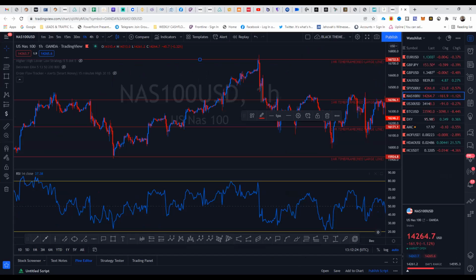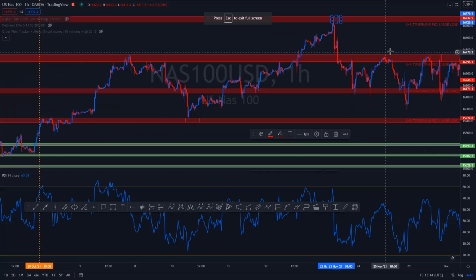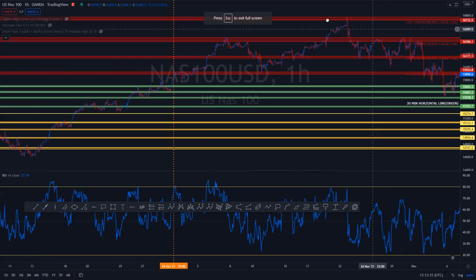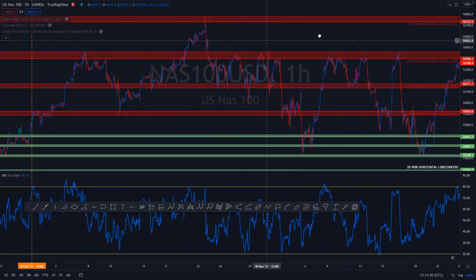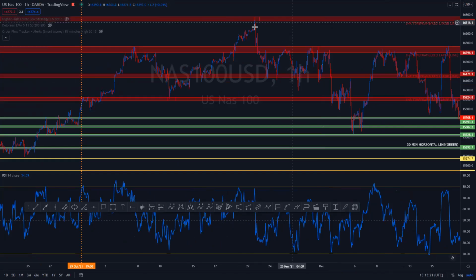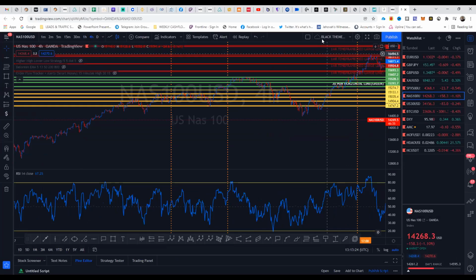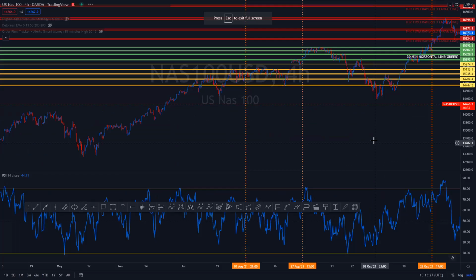Then I'm going to resume the recording once I'm done. Be right back. All right, so I drew my supply demand zones for the 1 hour. Yep. So now we're going to move on to the 4 hour, see where we're at with current price.